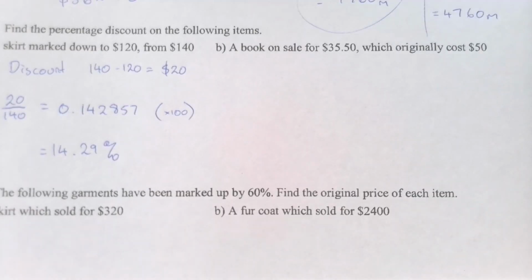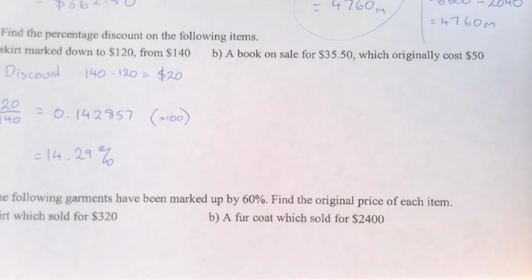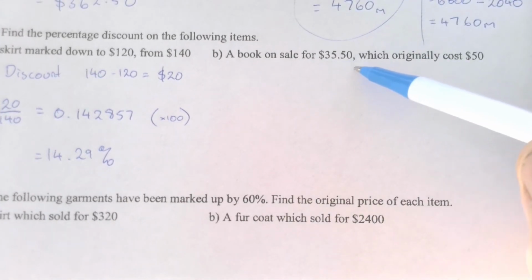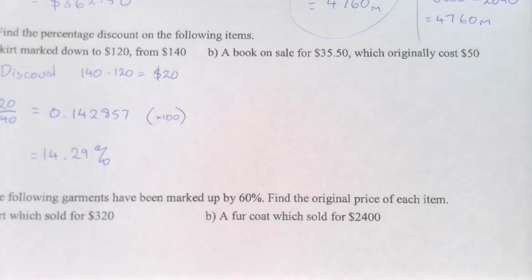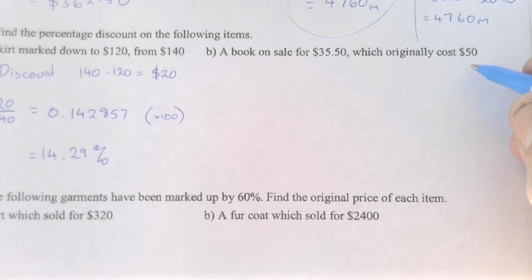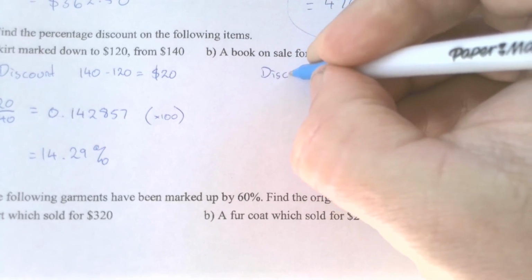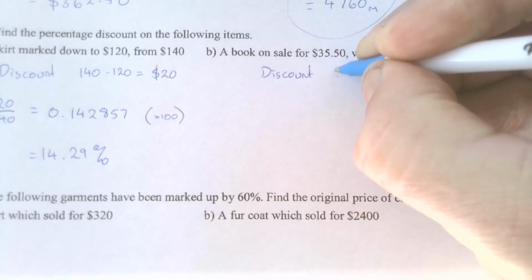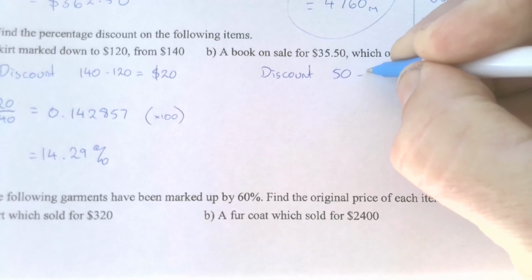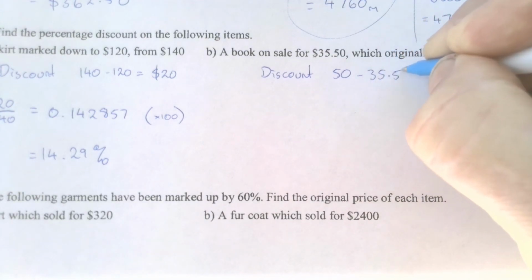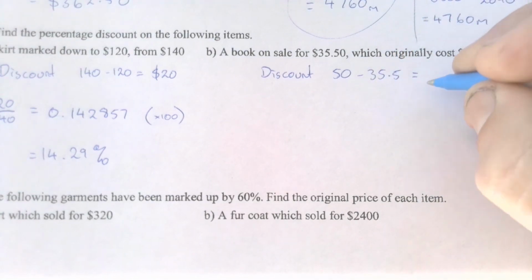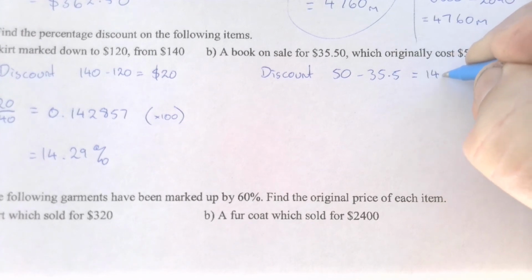Question 8b is similar to 8a. I've bought a book this time, and I've saved some money. It was only $35.50 instead of $50. So the first thing I need to do is work out how much money I actually saved in order to work out what percentage. So I might say that my discount was $50 minus $35.50. So I know that I made a saving of $14.50.